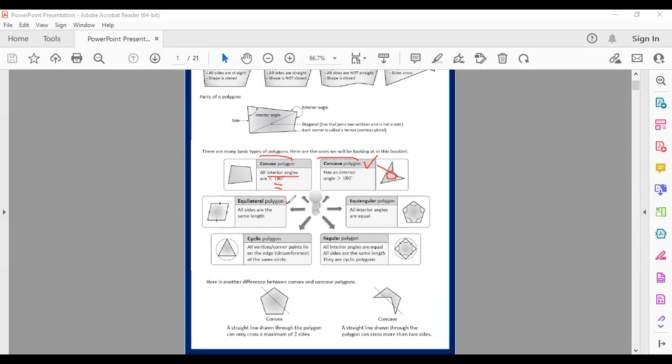Simple terms, equilateral polygon. What is another name for this? You remember we just studied this? All the sides are the same length. You can even say two things. If they have 90 degrees, all the sides are the same, then it's called a square. Now, all the sides are the same, but they don't have 90 degrees. What do you call this?